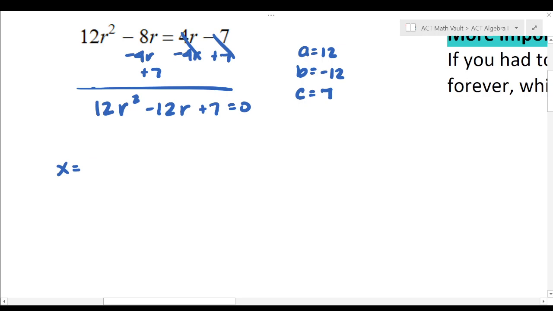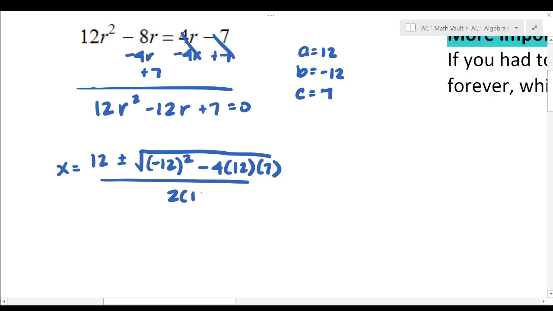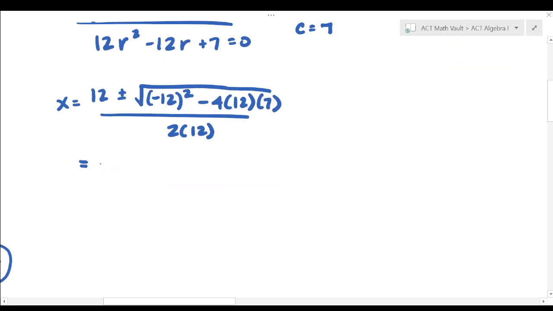X equals negative B, so that's a positive 12 this time, equals square root. Now here's where I have to be really careful. I have to throw that B into parentheses. Typically, whenever you're evaluating, like throwing a number into a variable, you want to make sure it's in parentheses just so that you get the right answer. So negative 12 is B squared and then minus 4AC all over 2A. Okay, 12 plus or minus square root.